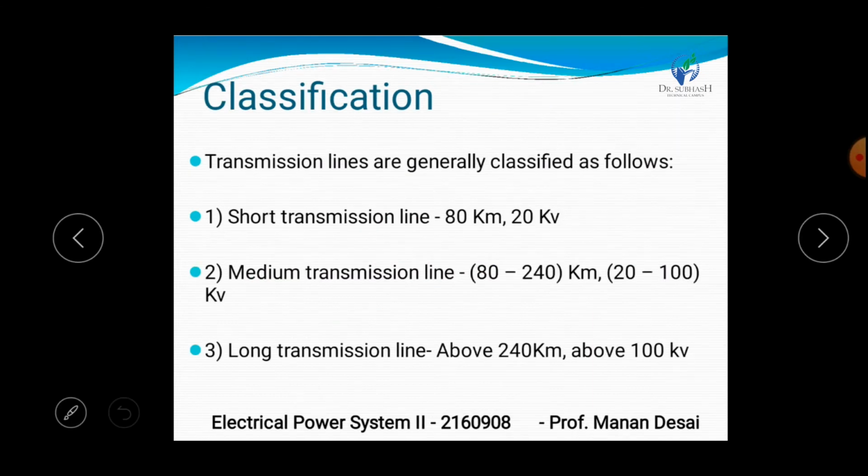Now, there are three main categories of transmission lines. First is the short transmission line, which is up to 80 km and 20 kilovolt level. Then the medium transmission line, which is 80 to 240 kilometers and the voltage level is between 20 to 100 kilovolts. And then the long transmission line, which is above 240 kilometers and the voltage level is above 100 kV.